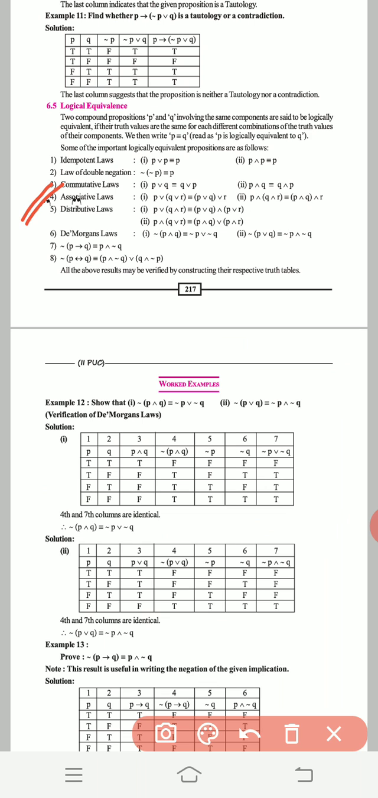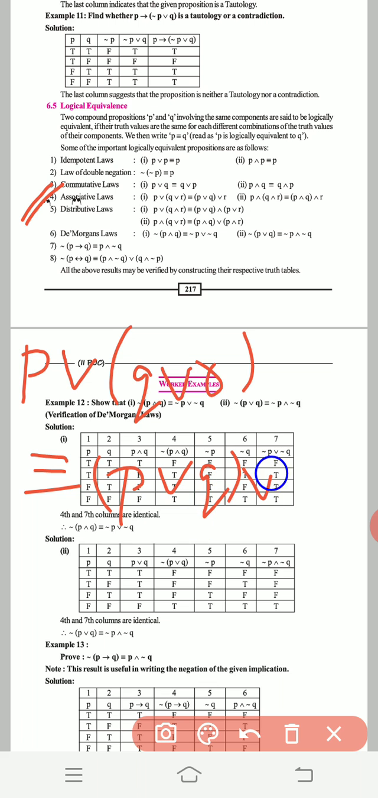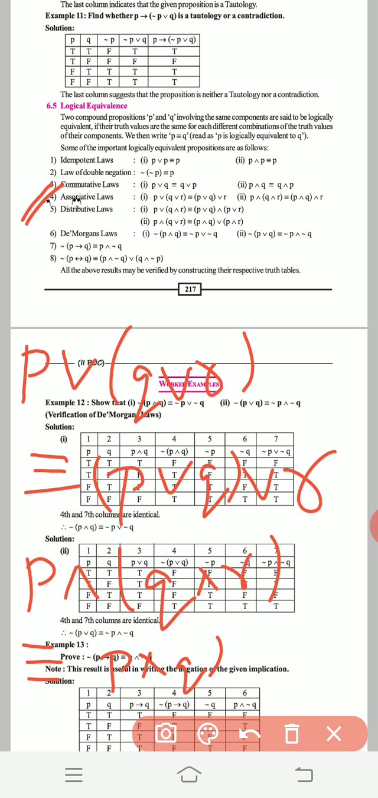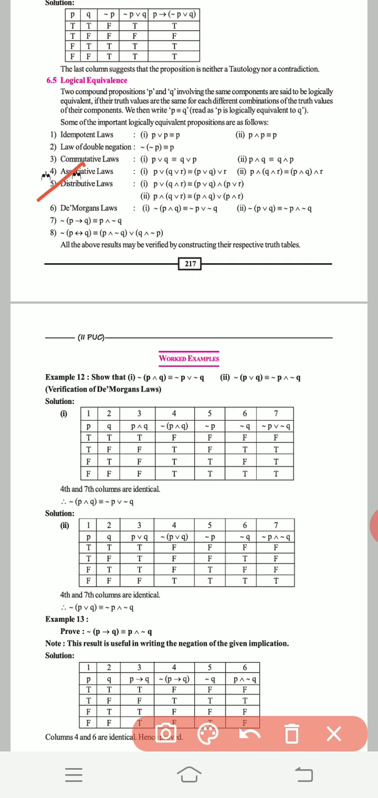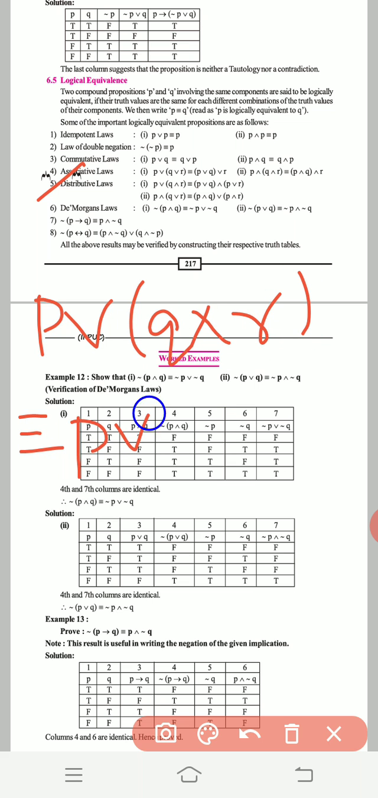Okay, associative law. See here, first in case of OR, P or Q or R is logically equivalent to P or Q or R. Okay, similarly in case of AND, P and Q and R is logically equivalent to P and Q and R. These two are associative law. Next one, distributive law. Distributive law already studied in case of real numbers. This also. See here, P or Q and R is logically equivalent to P or Q and P or R.